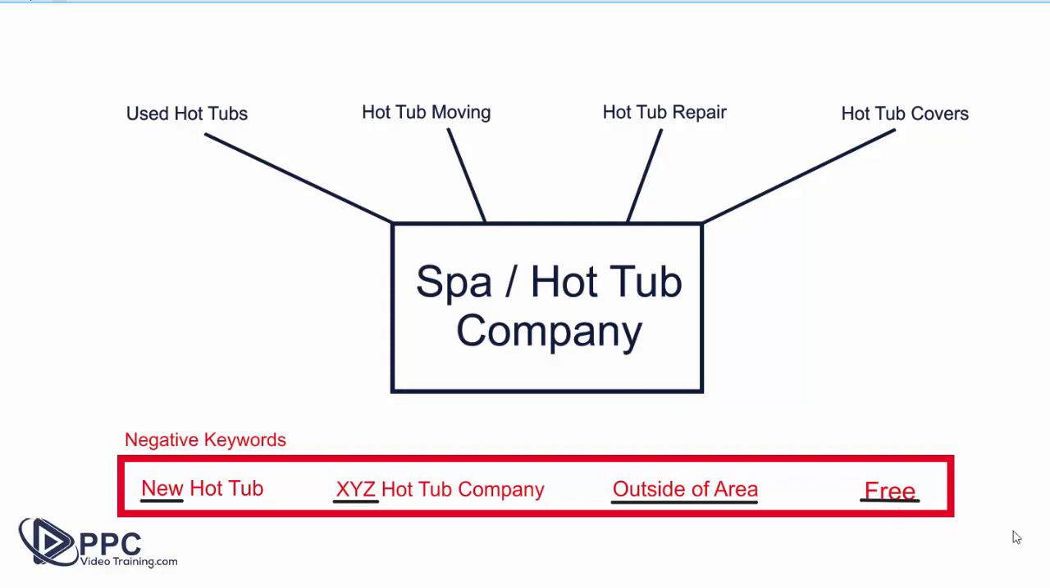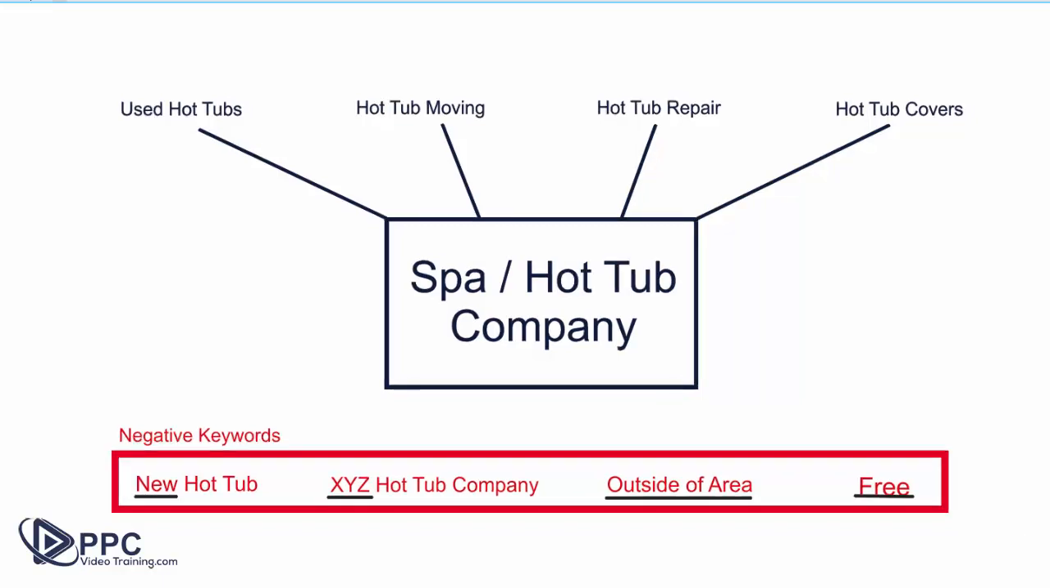And also free. If anybody types in anything free that has to do with hot tub repair or moving or anything, free is one of those keywords. Now this just might be a start. There could be hundreds or even thousands of keywords that you might have in a negative keyword campaign.